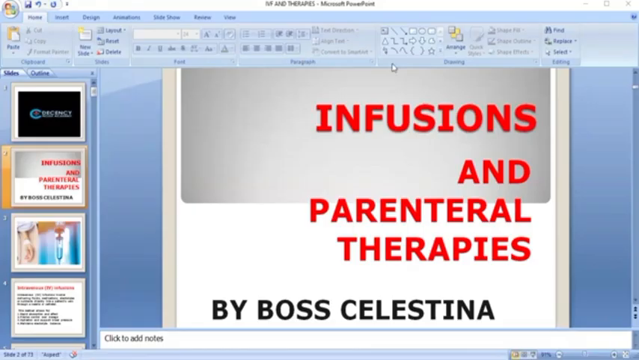So, today, what we'll be looking at is infusions and the parenteral therapies. That's the topic for today. We have been handling infusions. There's no day you go to hospital without seeing what? A client who is on an intravenous infusion. Even if you don't often notice parenteral therapies, for intravenous infusions, you almost see them on a daily basis.